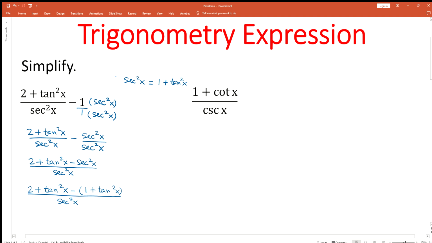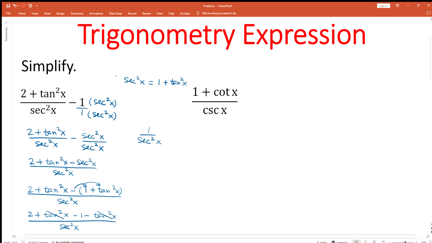Next, we can get rid of the parentheses in the numerator. We should distribute the negative sign into the parentheses. We should multiply both terms in the parentheses by negative 1. Next, we can combine like terms in the numerator. Tan square x gets cancelled out. 2 minus 1 is 1. So we are left with 1 over secant square x.